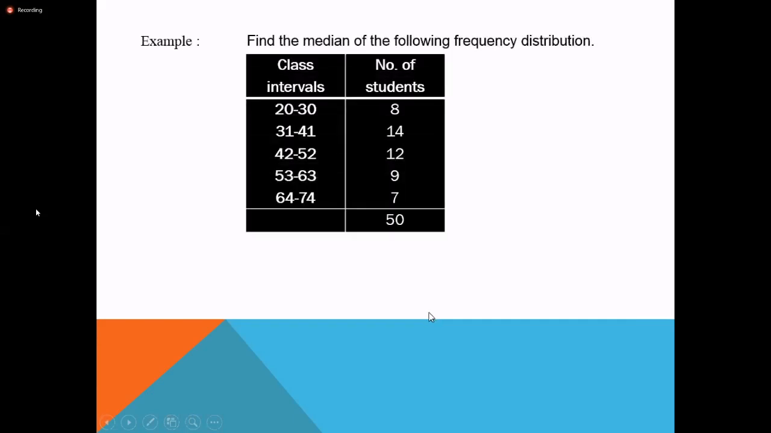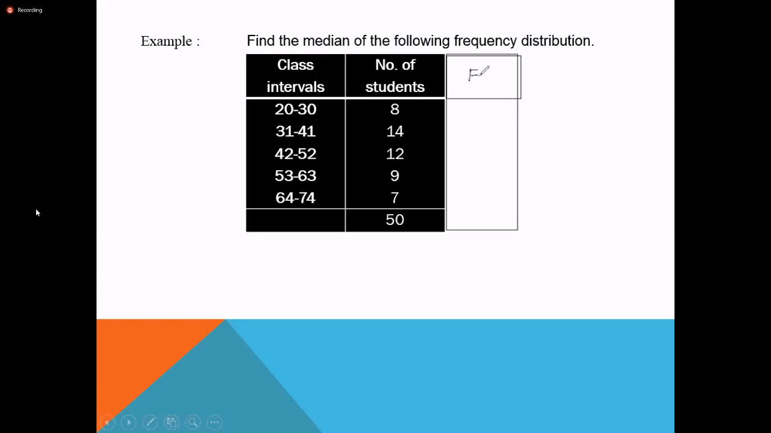Let's say this one here. I will explain that with this example. Here you are given class intervals and the number of students. How to calculate the frequency, cumulative frequency? Here, in order to calculate the cumulative frequency, you can symbolize it by capital F or CF.